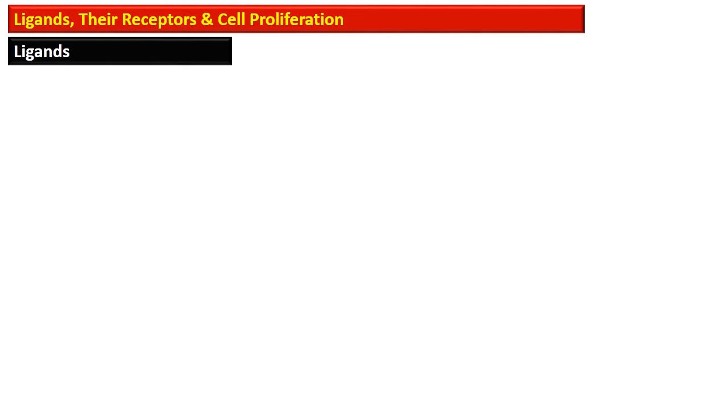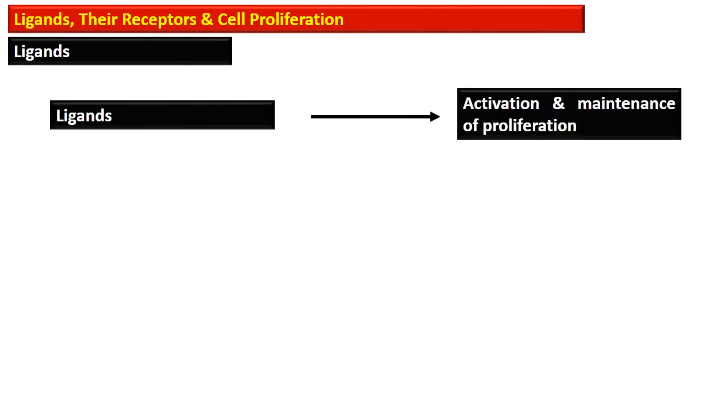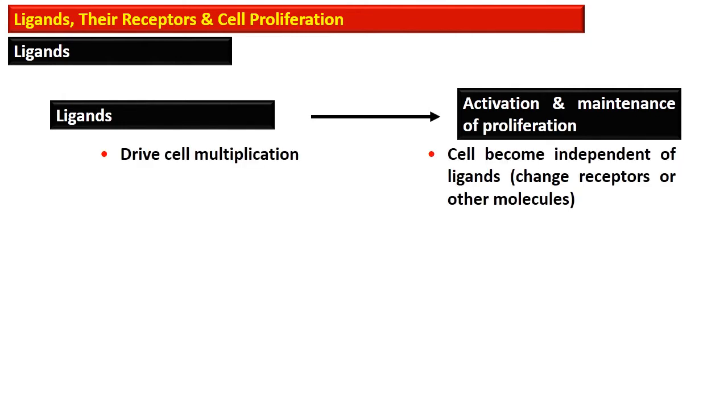Ligand is something that binds to a biologic molecule, and this ligand attaches to its specific receptor and forms a complex, as we have seen earlier. A ligand is a continuous need of a normal cell and may be a need of a developing tumor. Some ligands drive cell multiplication in early oncogenesis. Later, this cell becomes independent of ligand, and this is made possible by changes in receptor and other molecules.